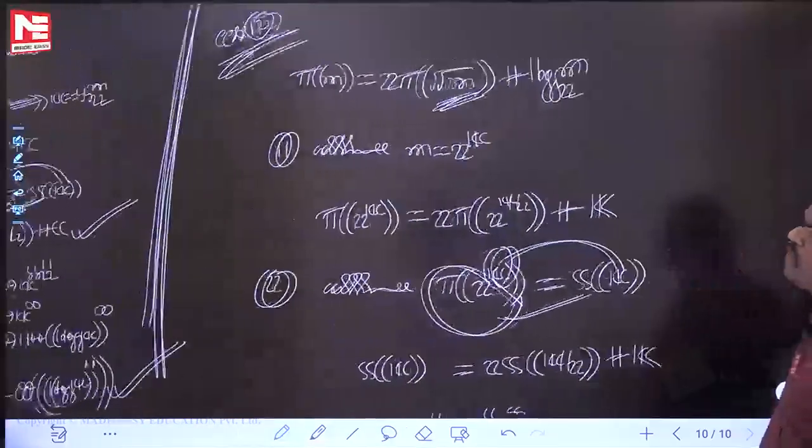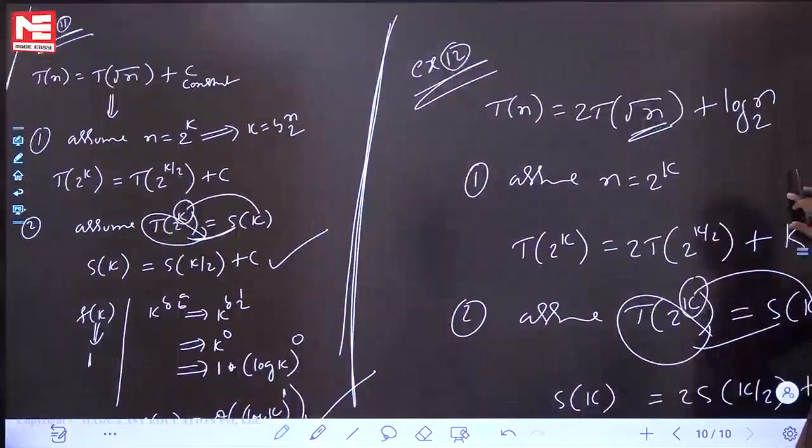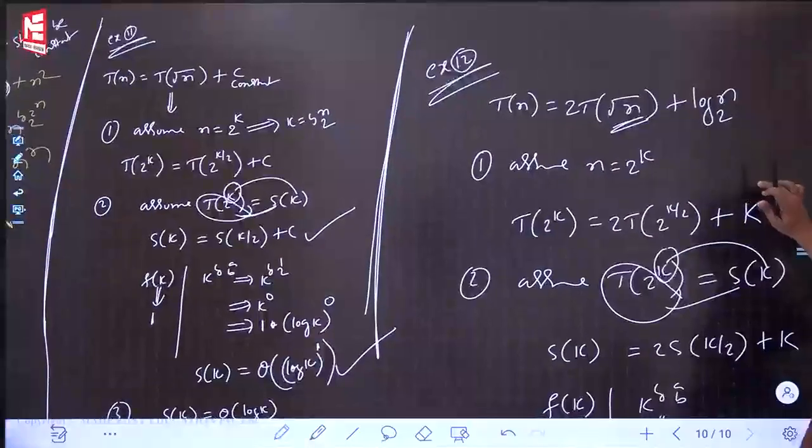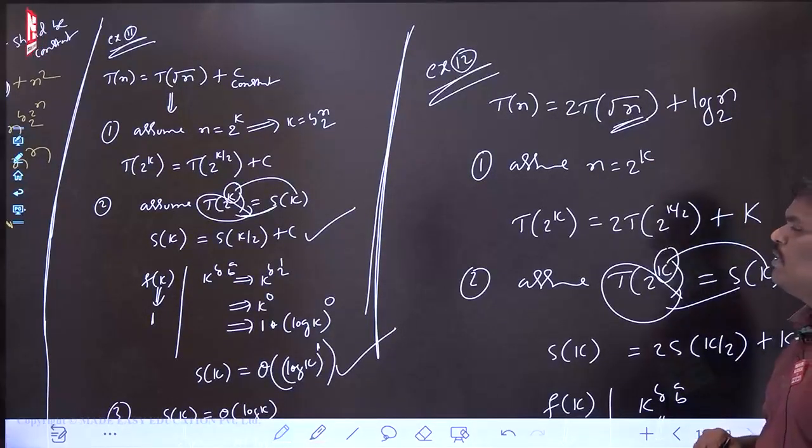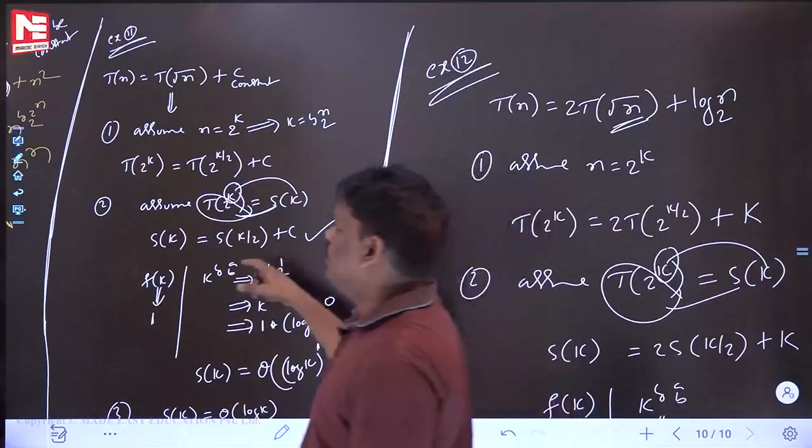What is the purpose of the 11th problem and 12th problem? The goal of the 11th and 12th problems is how to solve a recurrence using the master theorem if it contains a root operator. Next one.